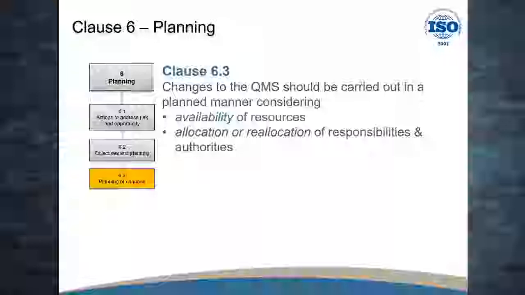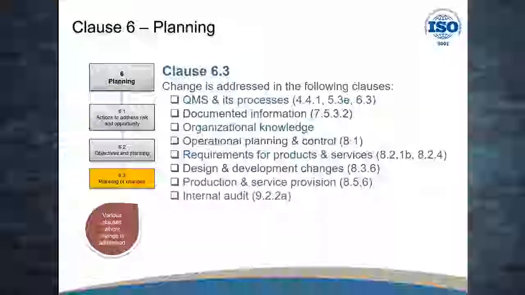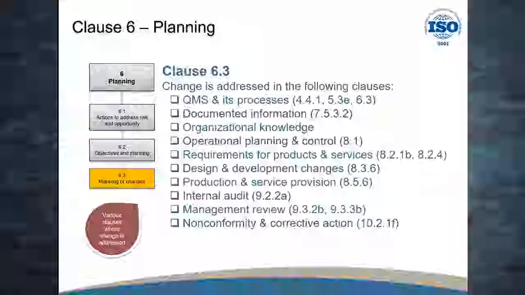Allocation or reallocation of responsibilities and authorities. So when you make a change, before you make that change, let's consider the planning that needs to kind of rotate around the allocation or reallocation of existing responsibilities and authorities. What changes there? And there are various clauses where change is addressed. So here we see changes addressed in QMS and its processes for 4.1, 5.3E, and 6.3.